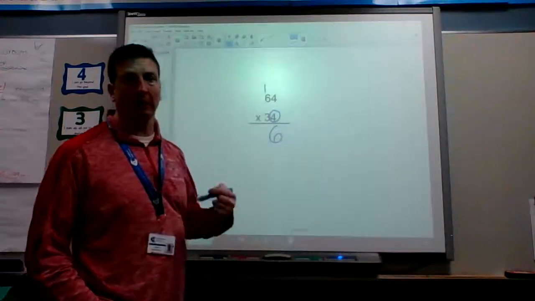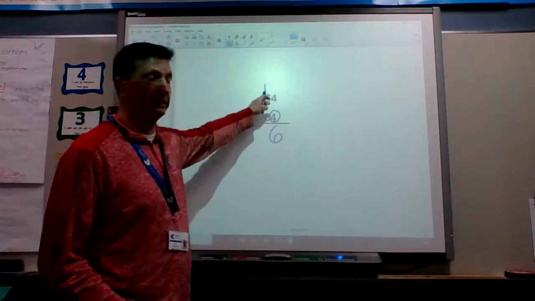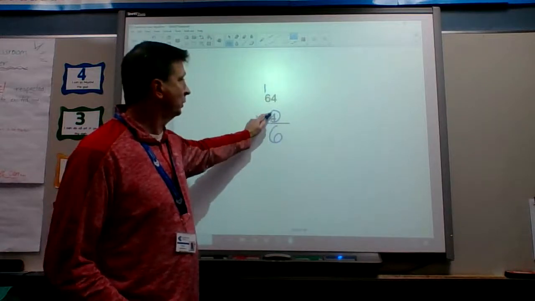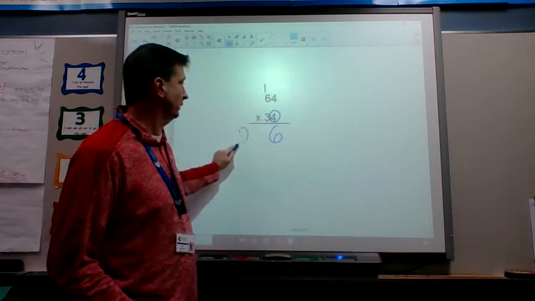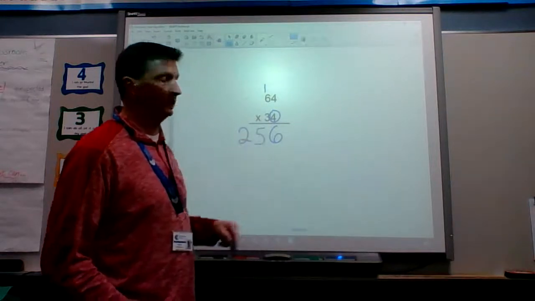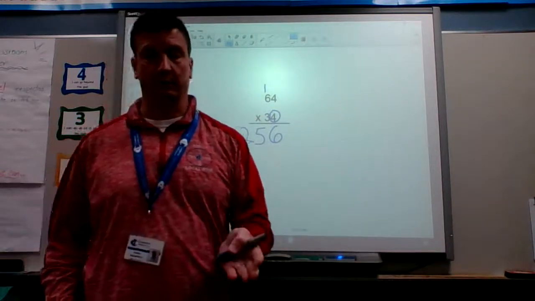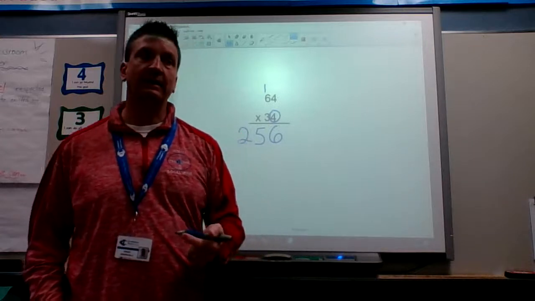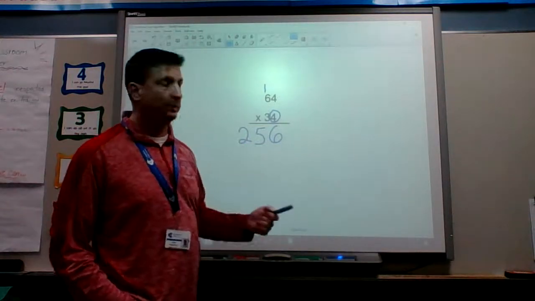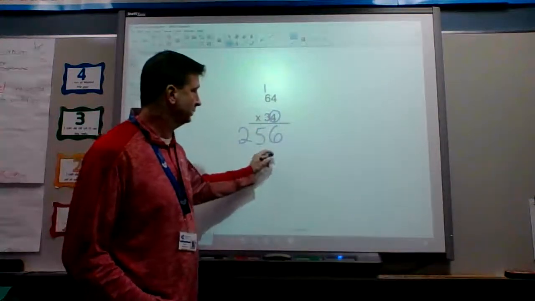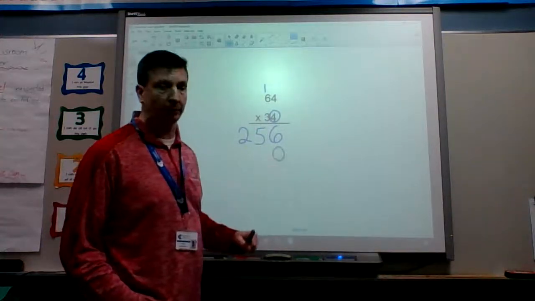I'm going to carry my 1 and put it on top of the tens digit. 4 times 6 is 24, and one more makes 25. So what we did is we just took 4 times 64. Now we're going to add to that whatever 30 times 64 is. But remember, since it's the tens digit, we're going to put a 0 here as a placeholder.